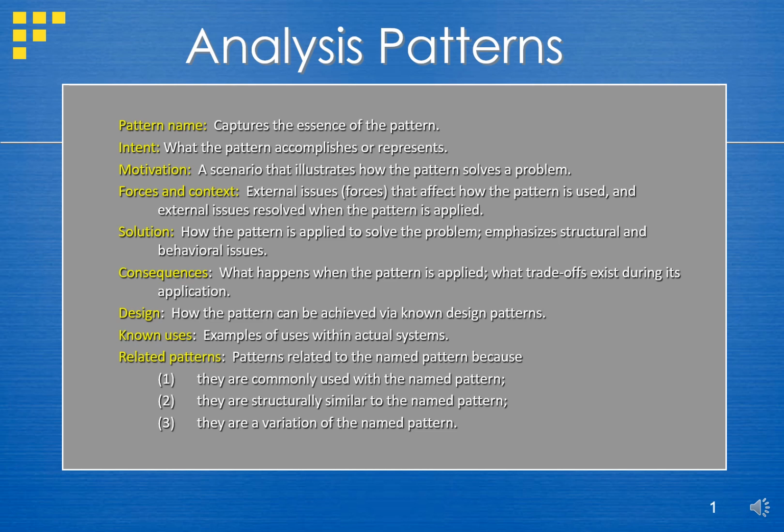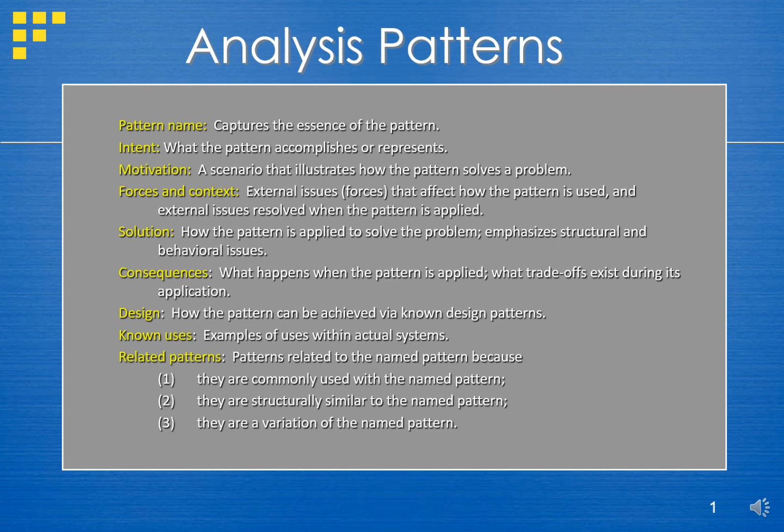Design: how the pattern can be achieved via known design patterns. So you should know the design of the current pattern which you are applying for your project, and which are the similar or related other design patterns. Known uses are the applications of your actual project or system which you are developing. Related patterns are the other patterns which are associated with your selected pattern, because they are commonly used with the named pattern, or they are structurally similar to the named pattern, or a variation of the named pattern. So some kind of relations and associations need to be known when you are applying a specific pattern to your project.